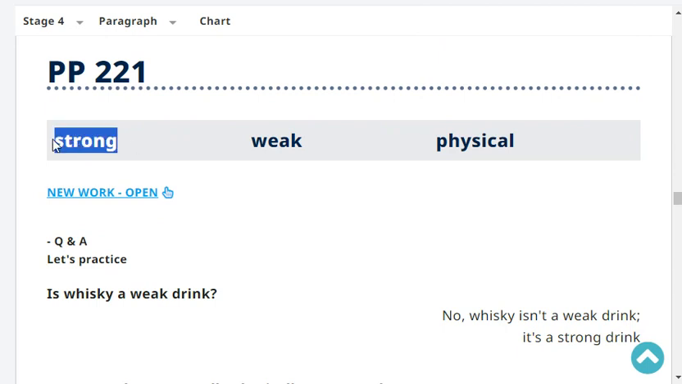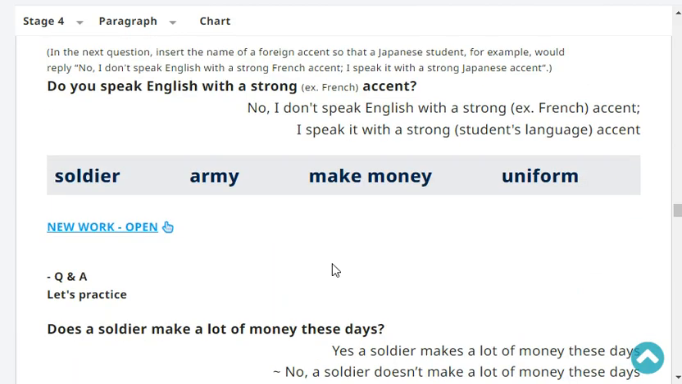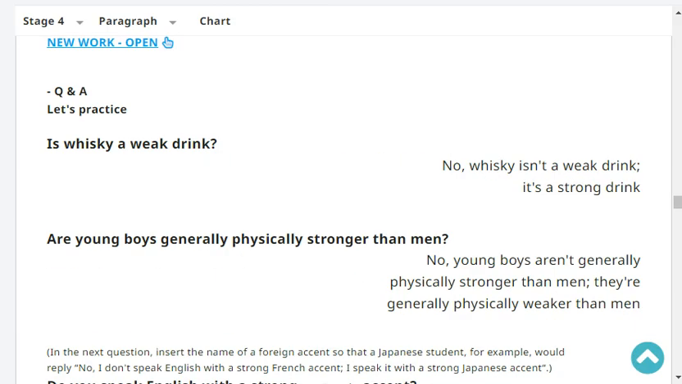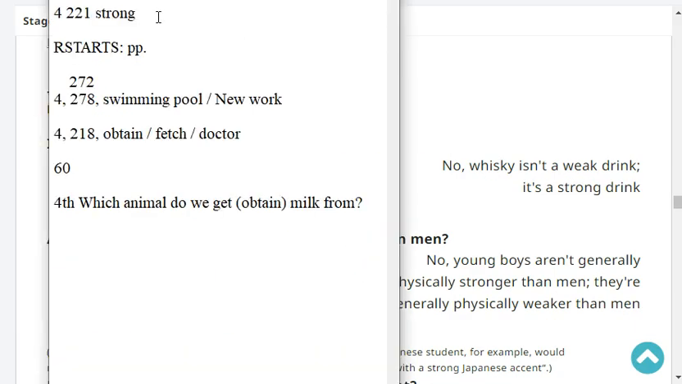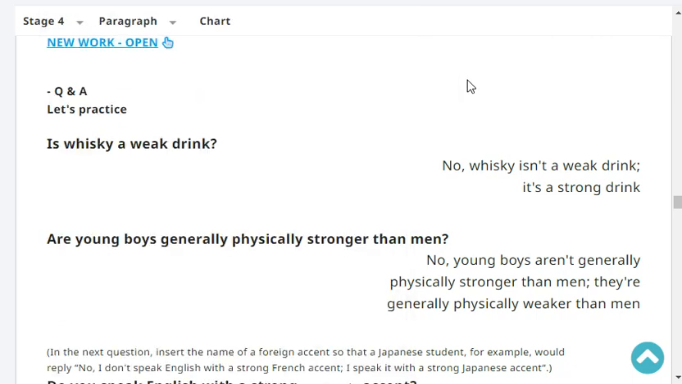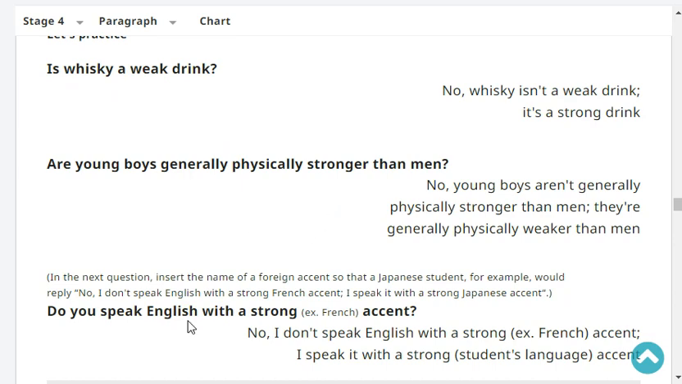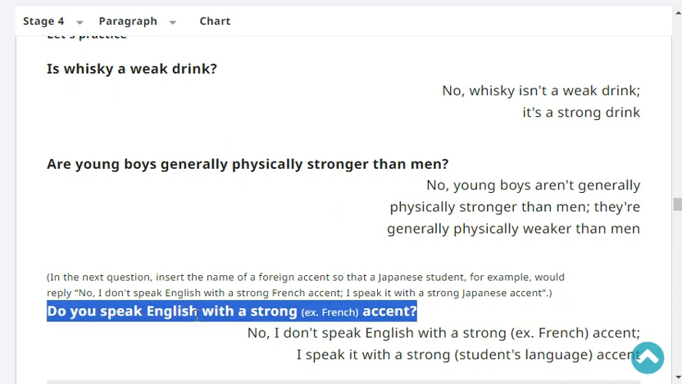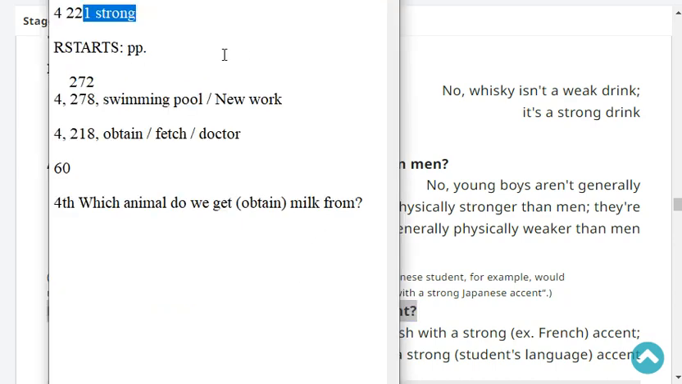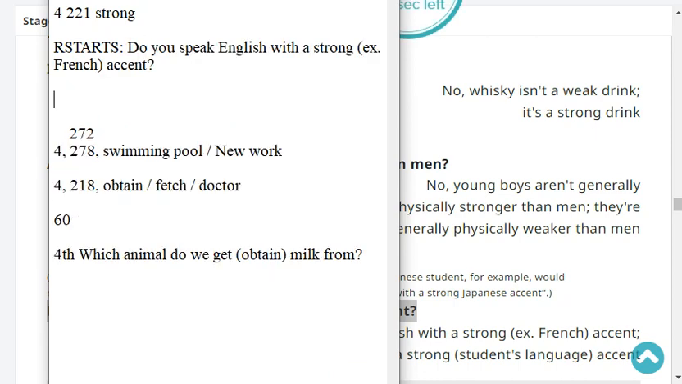Next page. Strong. Is whiskey a weak drink? No, whiskey isn't a weak drink. It's a strong drink. Are young boys generally physically stronger than men? No, young boys aren't generally physically stronger than men. They are generally physically weaker than men.